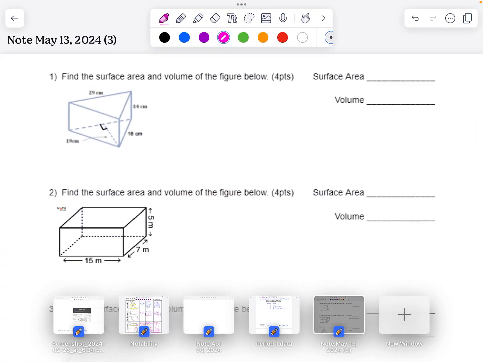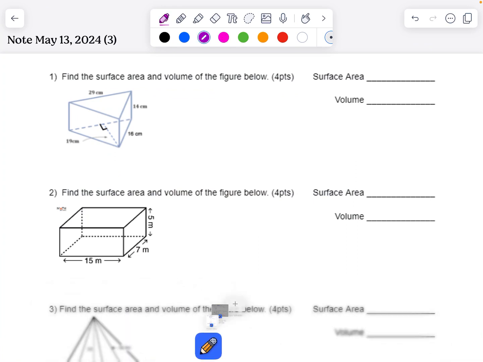Ready? We are going to be talking today about our surface area and volume quiz. I'm going to do the problems for you to help you study for the bump test. So, first we want to find the surface area of this triangular prism.